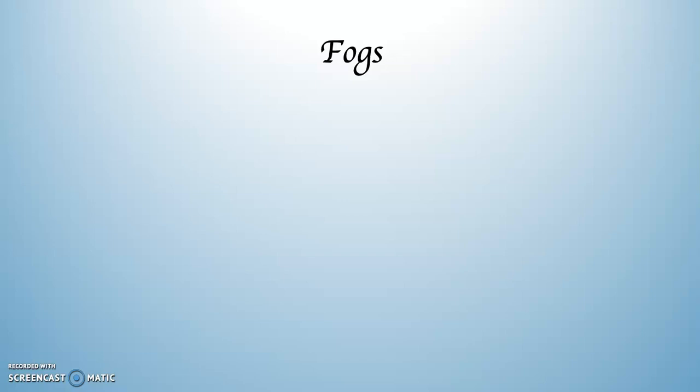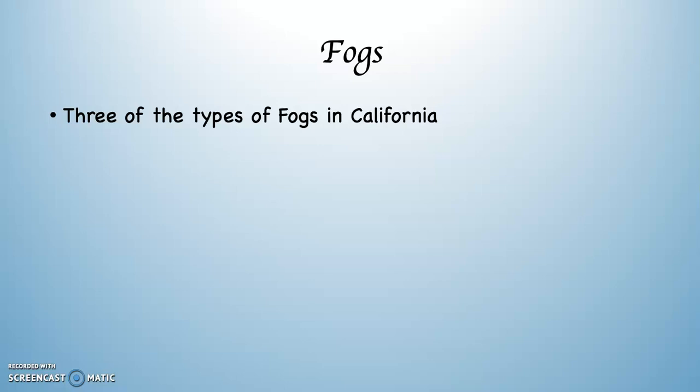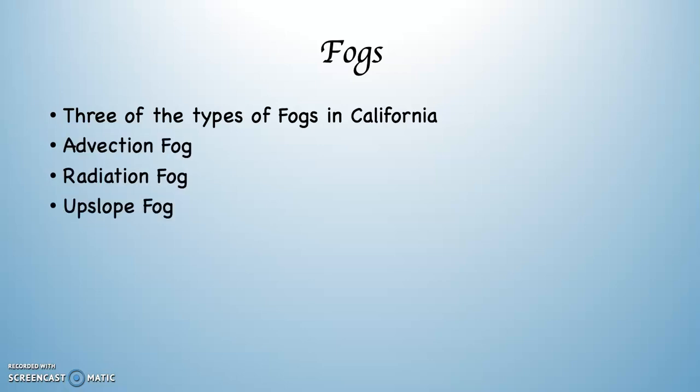At the end of the lab, you're going to find a small section on fogs. We are going to look at 3 of the types of fogs that are found in California. They're found over fairly large, substantial areas, which is why I'm focusing on these 3. They are advection fog, radiation fog, and upslope fog.